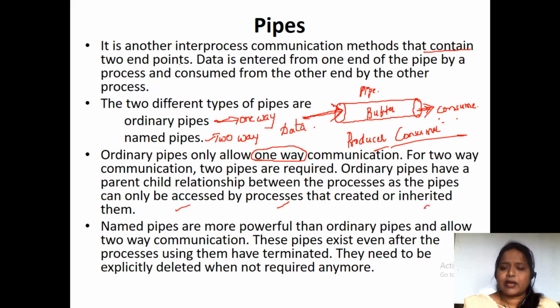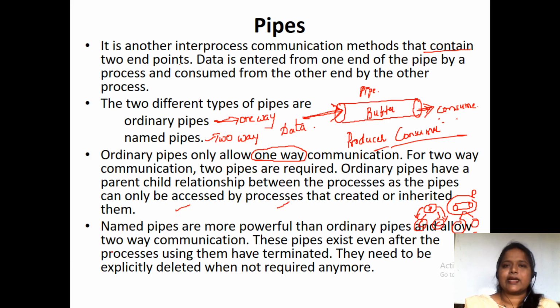As we all know, we have parent and child, and the parent's properties are inherited by the child. In the same manner, a pipe can have children, and all the properties of the parent pipe are inherited by the child pipes. It is one-way communication. Make a note of it. We can communicate only in one way.